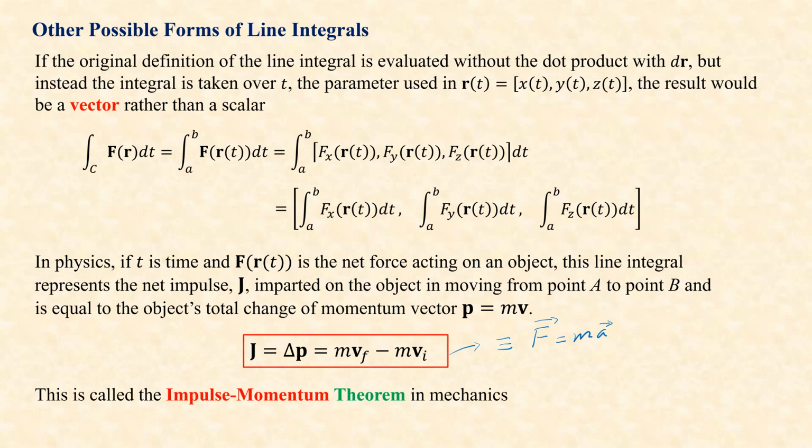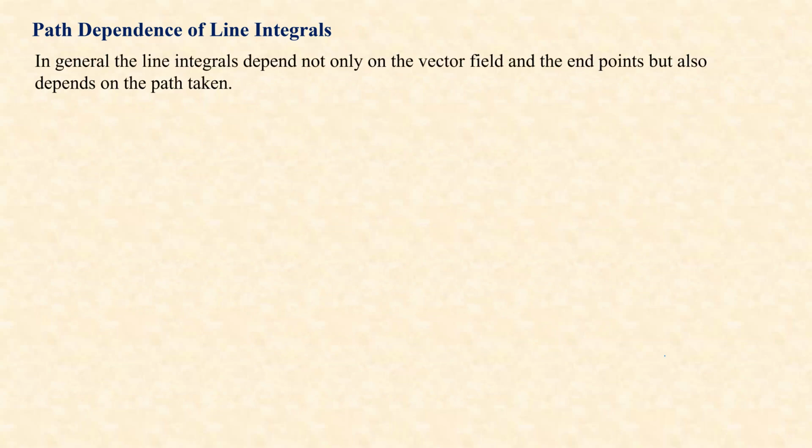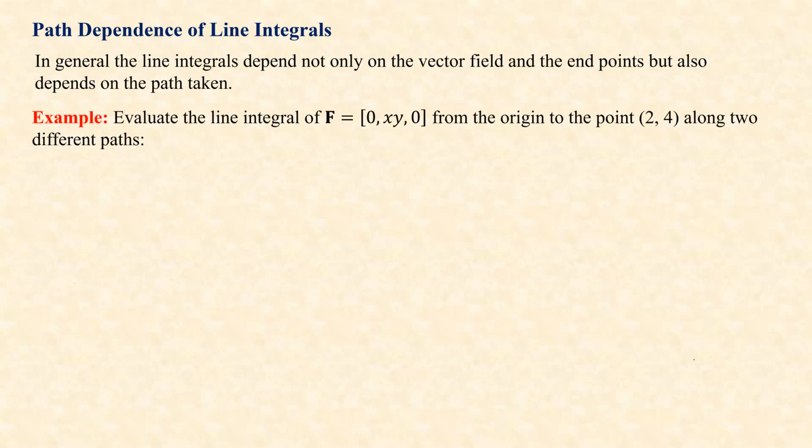Okay. All right. So now we want to show that this line integral that we found is in fact path dependent. In general, line integrals depend not only on the vector field and the endpoints, but also on the path taken. For example, evaluate the line integral of f. This is the vector field. It is only in the y direction, but the magnitude depends on the position x and y. From the origin to the point (2, 4) along two different paths.